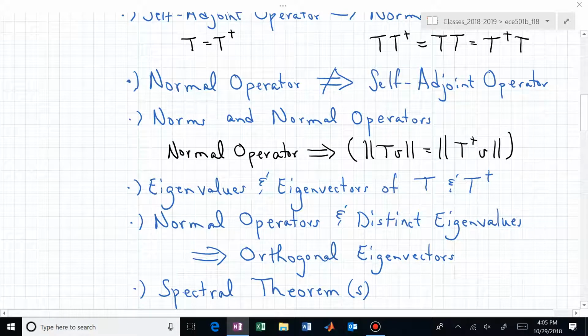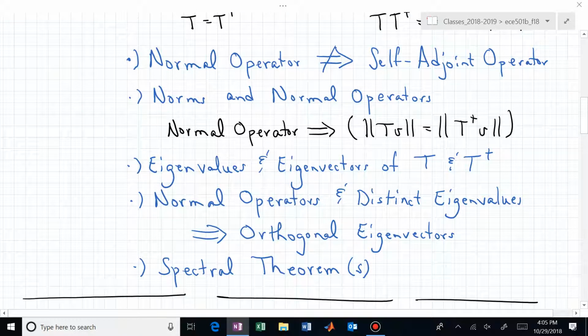And then we'll look at maybe a reason why we might call these normal operators, because we can show, or that we will state, if it's a normal operator, then the norm of the linear map applied to a vector is the same as the norm of the adjoint of that operator applied to that same vector. That's a definition of a normal operator. All of these then lead to relationships for eigenvalues and eigenvectors of these linear maps and their adjoints. We'll look at normal operators and distinct eigenvalues.